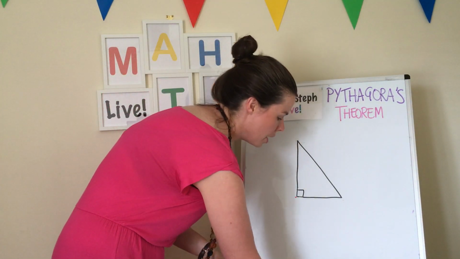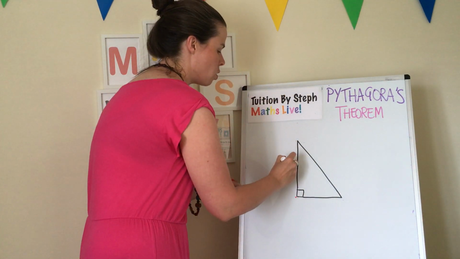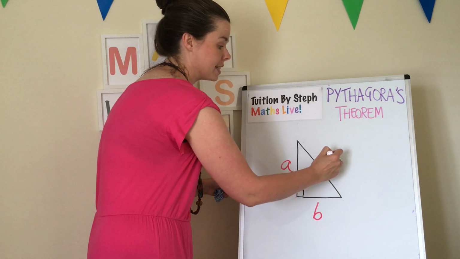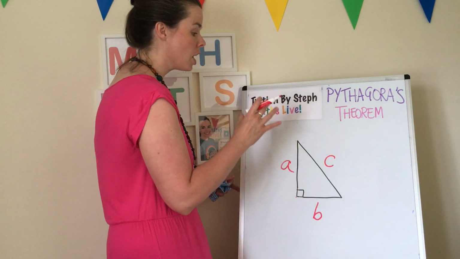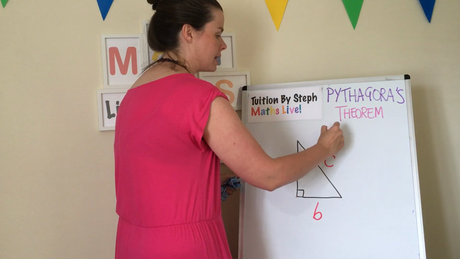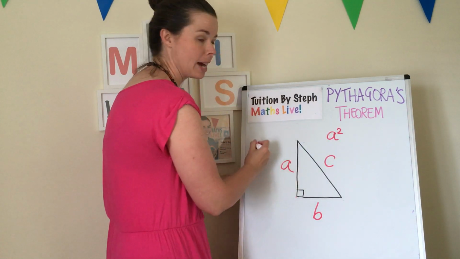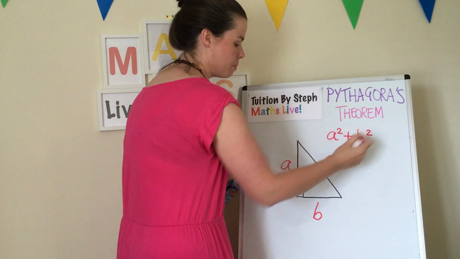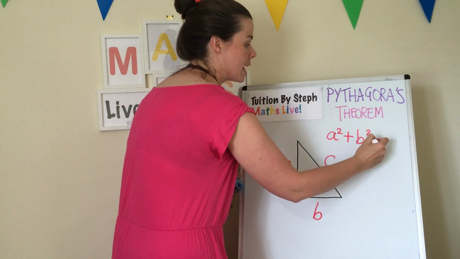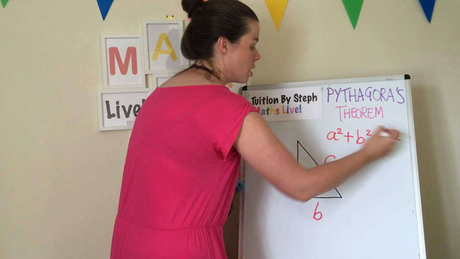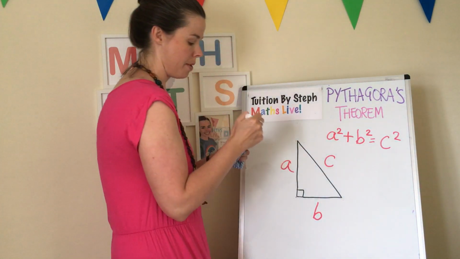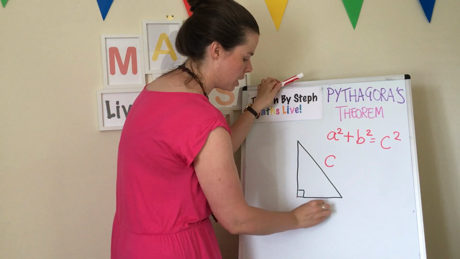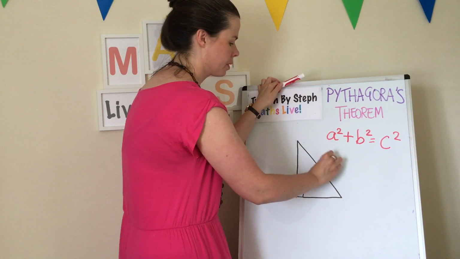So, the formula is, if we call this A, and we call this B, and we call this side C, the hypotenuse is called C, the way to find it out is, as we see it, A squared, because remember we had a square on this side, plus B squared, because we have a square on this side, equals C squared, those two together make the size of the square over here.